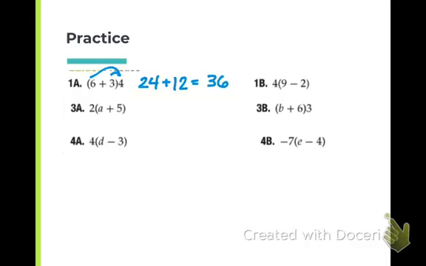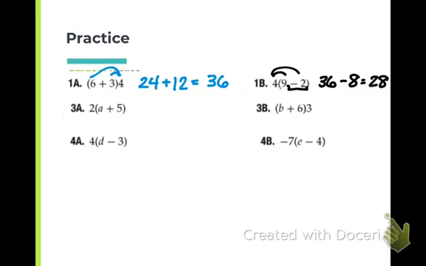1B, let's change colors here. I'm going to take that 4 and distribute. So I have 4 times 9, which is 36, and I have 4 times negative 2, which is negative 8, so minus 8, and I can simplify that to be 28.